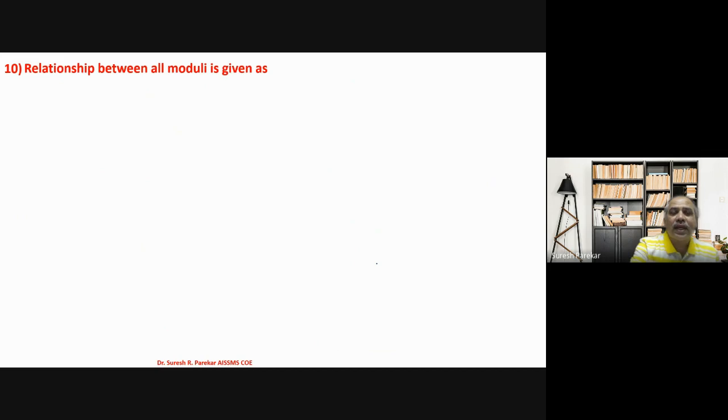Then we have the next relation between all moduli. Now you can derive this, so I can show you very fast. E equal to 2G in bracket 1 plus mu, and E equal to 3K in bracket 1 minus 2 mu. From the first, if you calculate mu, you will get E upon 2G minus 1. If you substitute this value in the other equation, then you get E equal to 3K in bracket 1 minus 2 into E upon 2G minus 1.